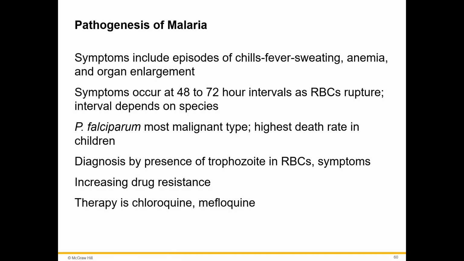And so with Plasmodium falciparum, which is the most harmful type, the most malignant type, right? We have the highest death rate in children because they're so small. Their immune systems aren't developed yet, right? They can't handle this. And so how do we diagnose this? We look at blood smears and we look for the trophozoite. Okay? And we look for symptoms.